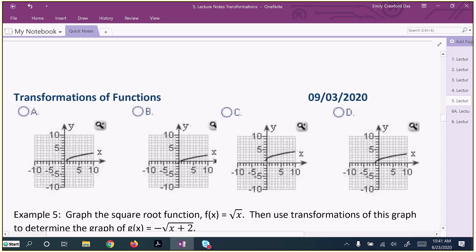Well, if I look at A, that appears to be shifted to the right by 1. B is maybe shifted left by 1 and down by 1, but it's definitely not shifted up. D is shifted left by 1, and C is the only one that is shifted up by 1. So because we had square root of x and the plus 1 was outside, this should be our correct choice of graphs.